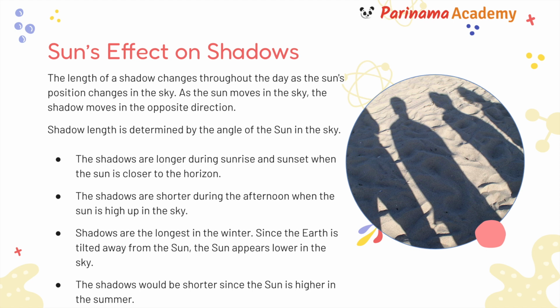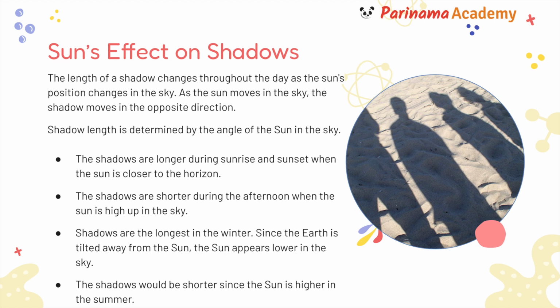The length of a shadow changes throughout the day as the sun's position changes in the sky. As the sun moves in the sky, the shadow moves in the opposite direction. Shadow length is determined by the angle of the sun in the sky. The shadows are longer during sunrise and sunset when the sun is closer to the horizon. The shadows are shorter during the afternoon when the sun is high up in the sky.